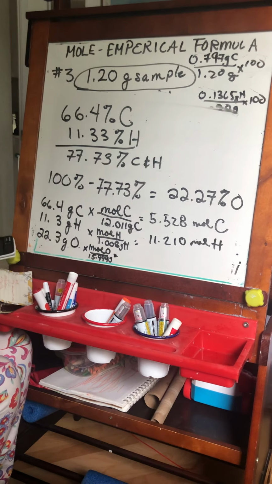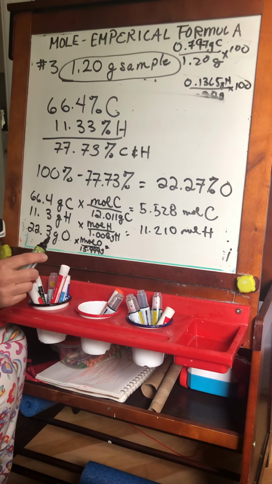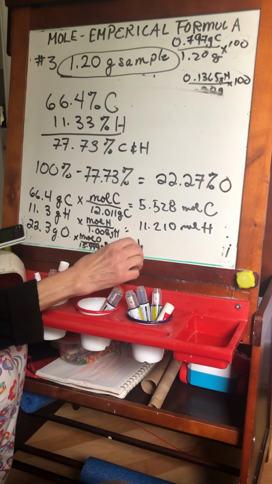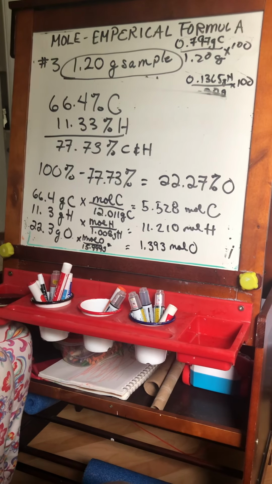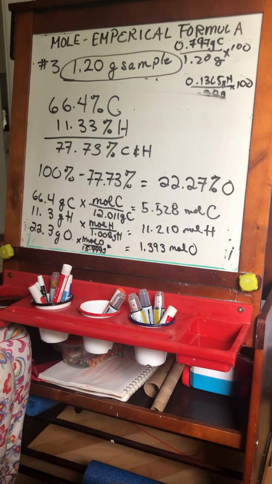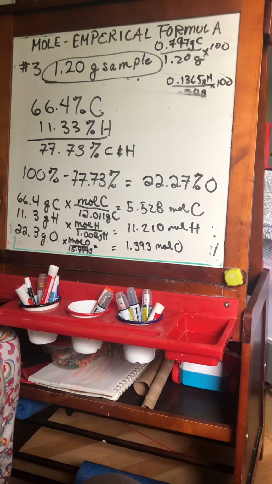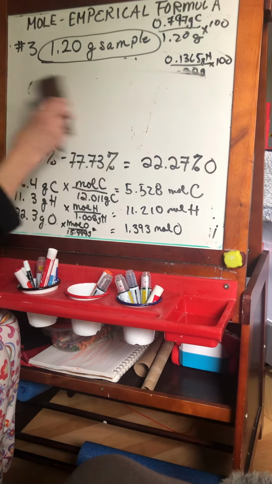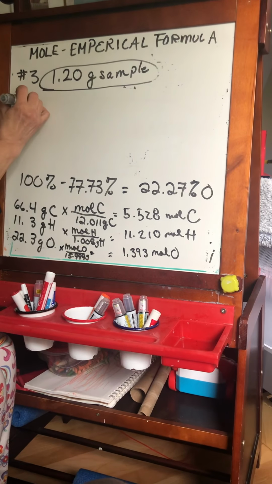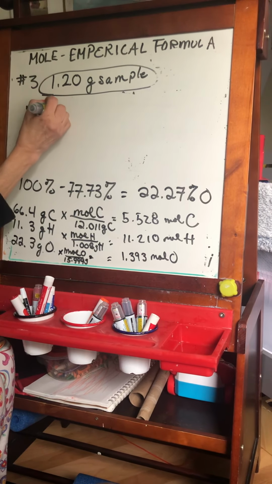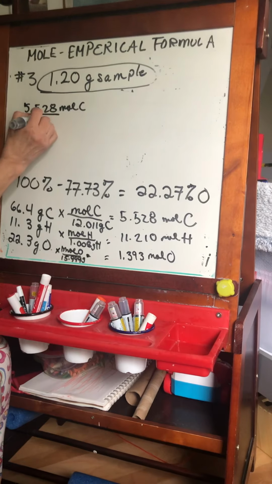And then finally 22.3 divided by 15.999 gives me, ooh, is that right? Okay, we'll see. It gives me 1.393. Okay, so we have 1.393 moles oxygen, 11.210 moles hydrogen, 5.528 moles carbon. And at this point, I'm going to erase so I can write it up here. We're going to divide by the smallest number of moles and hope that we get our simple whole number ratio.